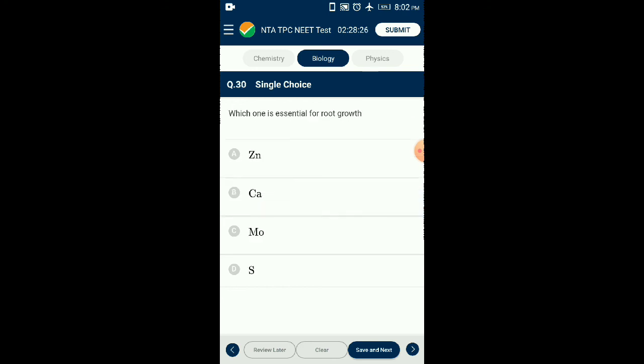Question number 30. Which one is essential for root growth? Calcium is abundant in most soils and plants under natural conditions are seldom deficient in it. It is absorbed by the plants in the form of calcium carbonate, etc. It occurs abundantly in non exchangeable form. So the answer for this question is option B, calcium.